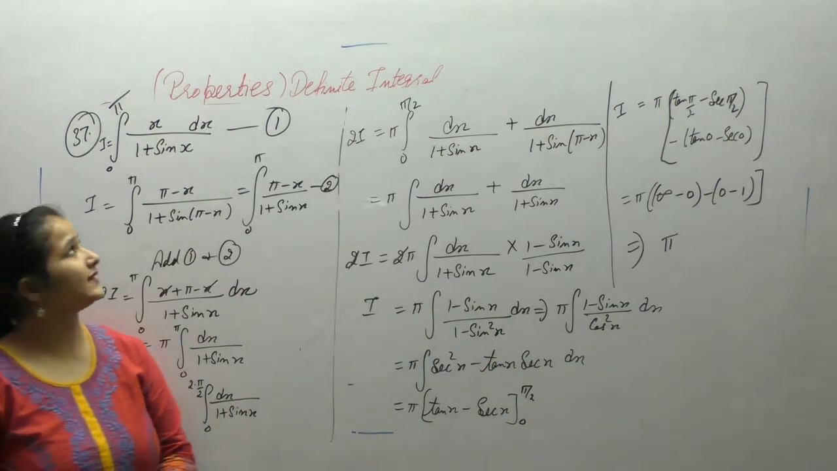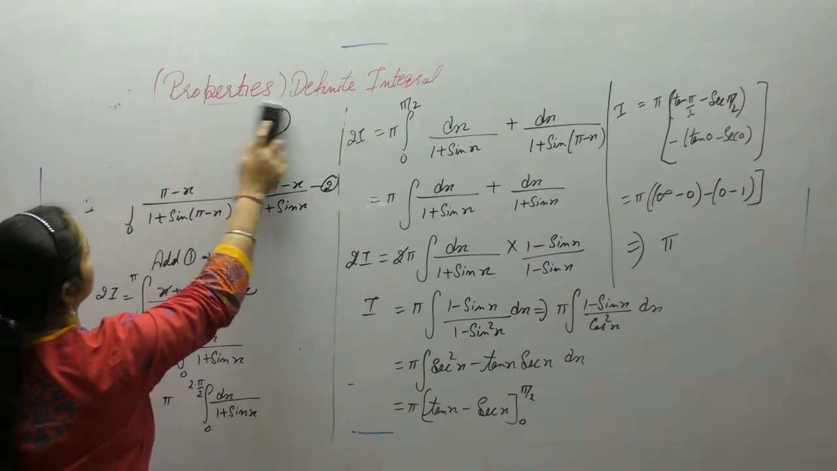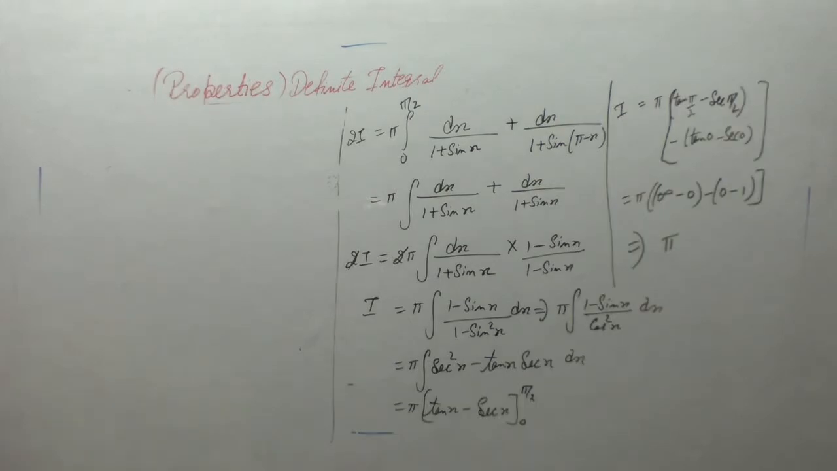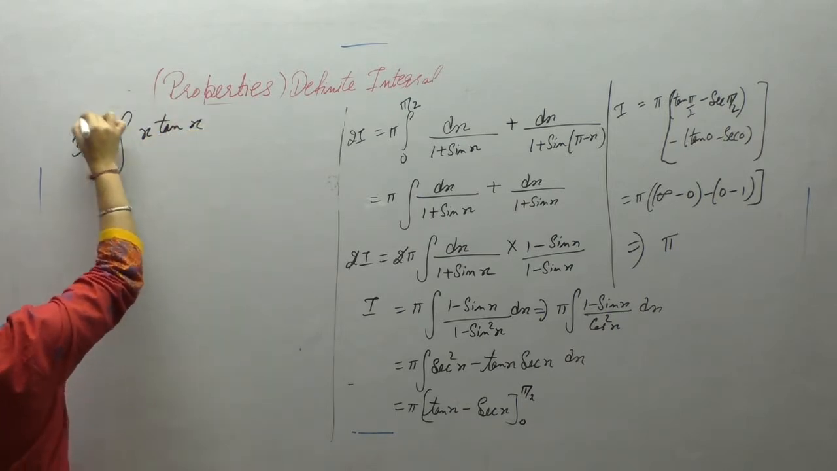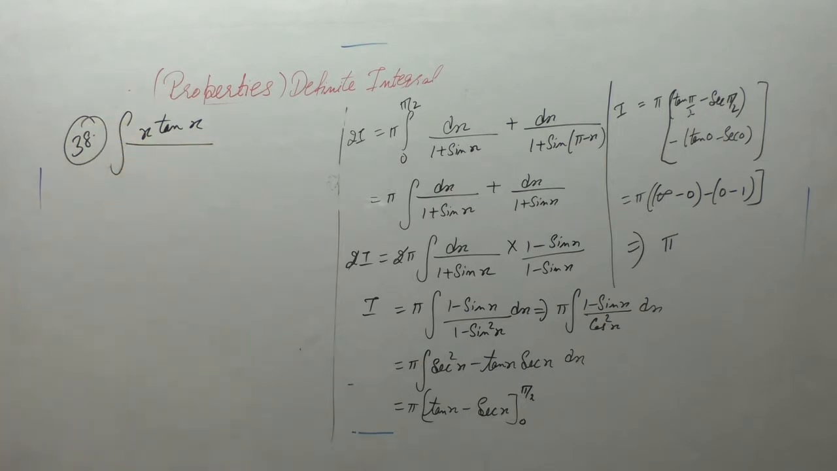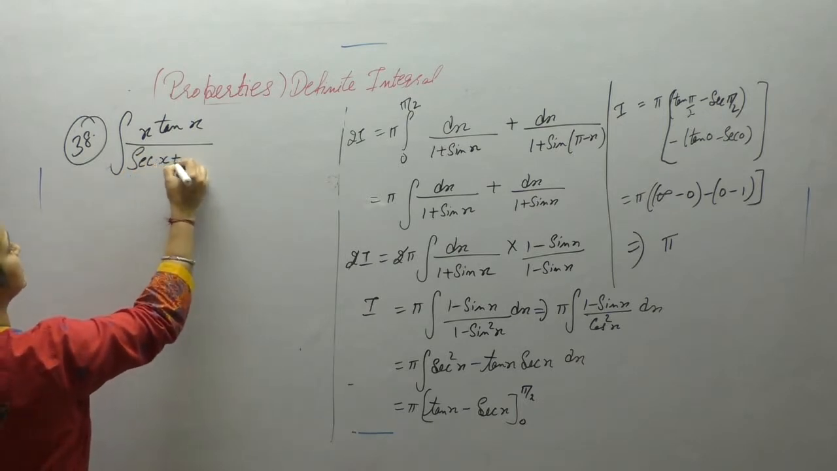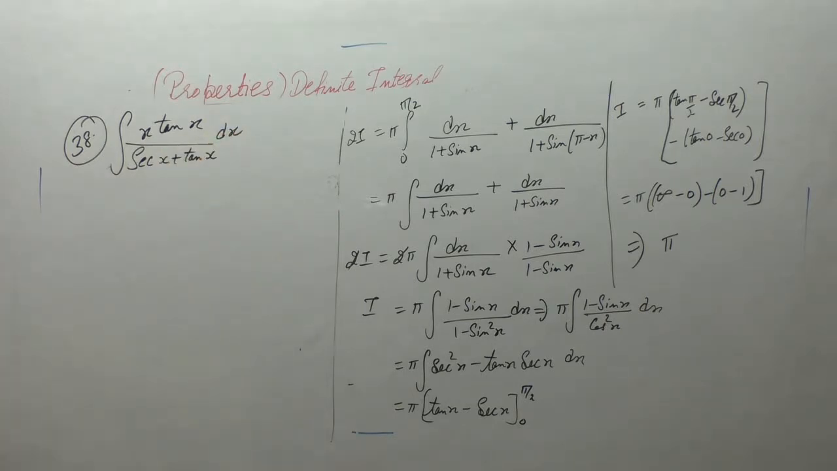Questions. Yes, we were doing definite integrals by using properties. Let's start with another question. Next question is integral of x tan x upon sec x plus tan x, and the limit goes from 0 to pi.